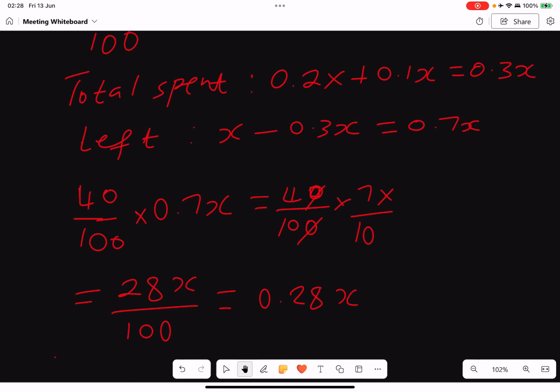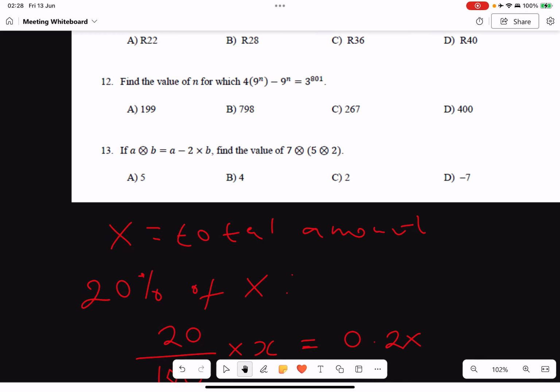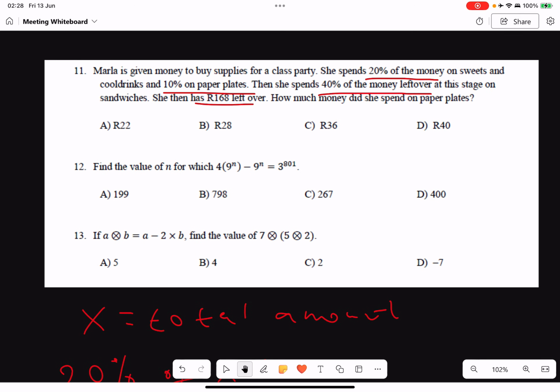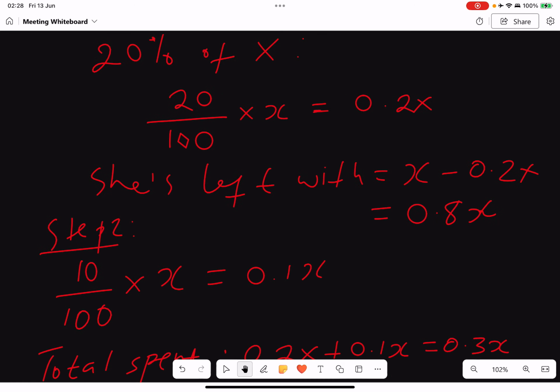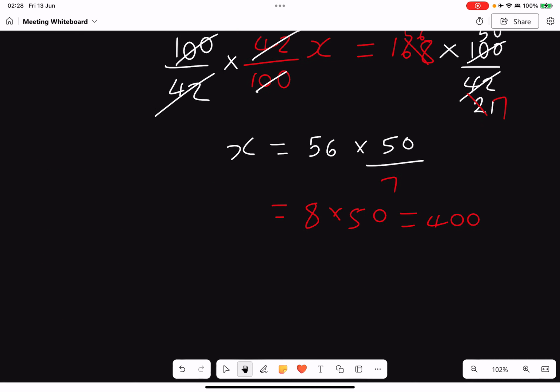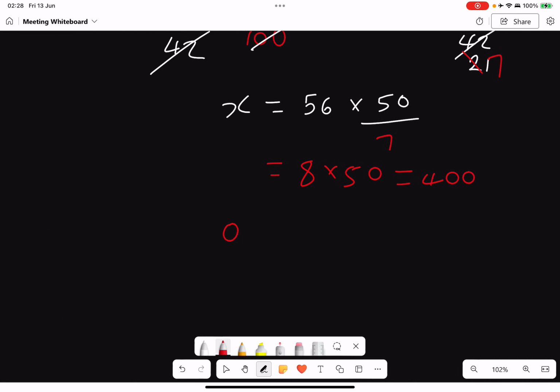So she spent 40 rands on paper plates, which means the answer will be D, because we're going to say 0.1x is what was spent on paper plates. But 0.1 times 400 is basically, remember 0.1 is the same as 1 over 10 times 400. The zeros cancel, we're left with 40.